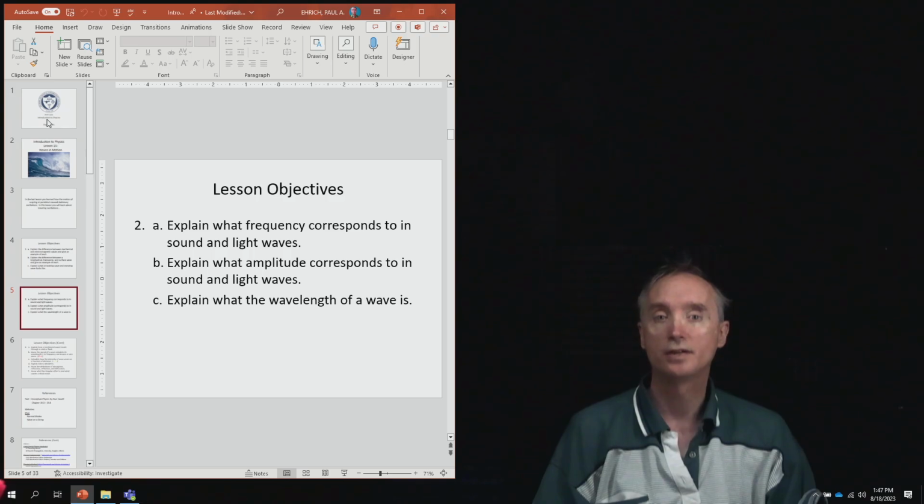Number 2, explain what frequency corresponds to in sound and in light waves. Explain what amplitude corresponds to in sound and light waves, and explain what the wavelength of a wave is.